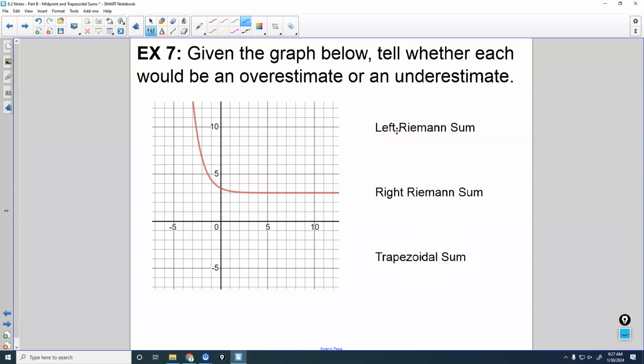Okay, left, right, trapezoidal for this one. What do you guys think for the left? It's going to be over this time. Right Riemann sum would be under. Right? And if you think about it, your left corner has to be on the graph for that left Riemann sum. It's going to be over the estimate, right? All right, let's think about the trapezoid though. You know, trapezoid's a little hard to do on this one. We draw in this trapezoid right here. Is that going to be over or under? Over a little bit, right? Here, that one's over.